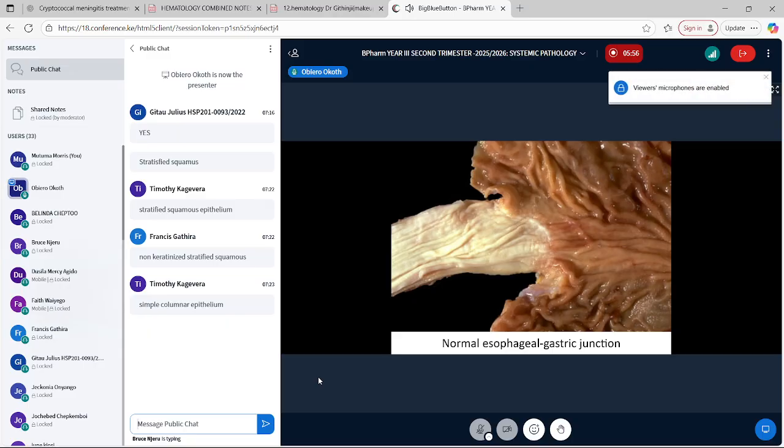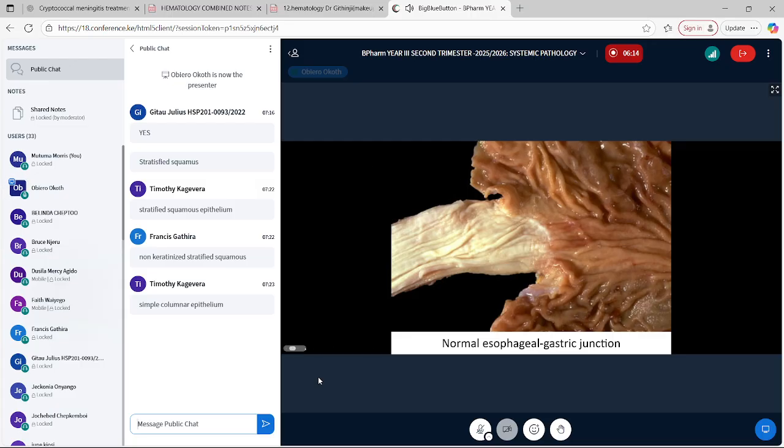If your audio is good enough, now you can speak. Yes, Timothy, good. This is now the glandular epithelium. So this is the junction. This is the junction, and you can even see from this point they look different.